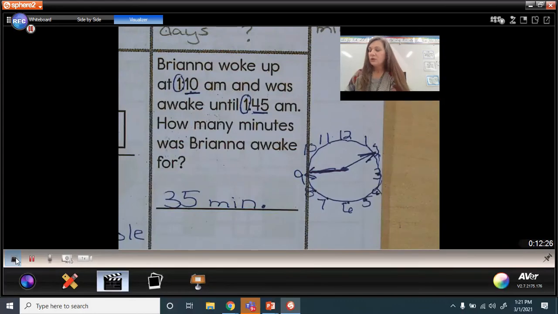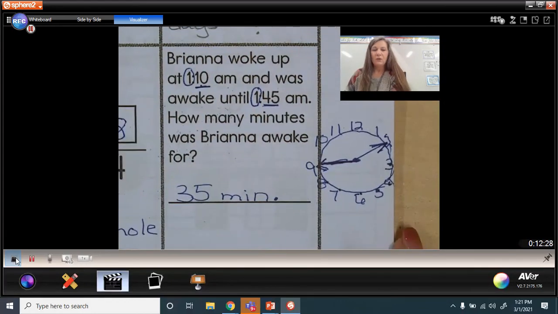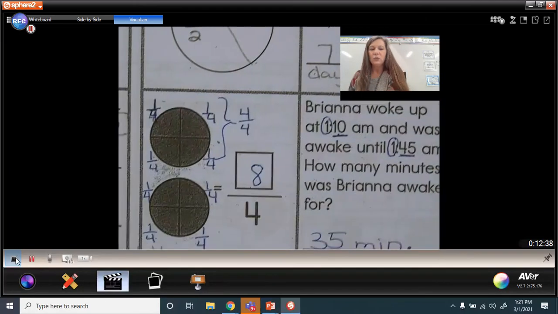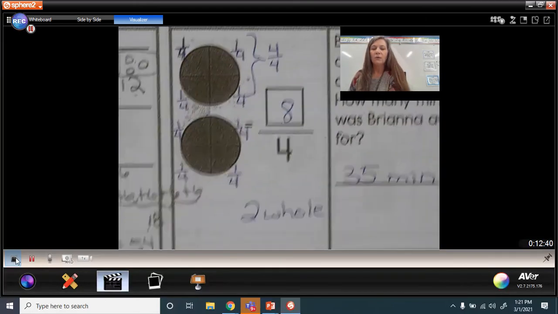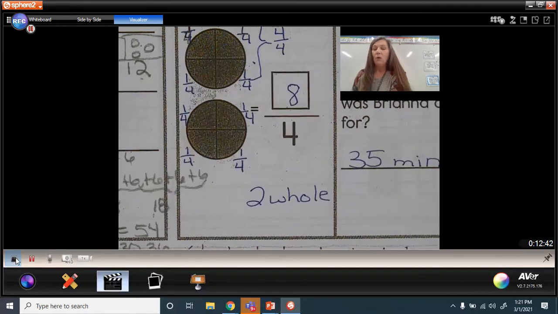So those are our problems for today. Make sure that you check your work. In your discussion today, I want you to think about if I were going to add another whole for 3 whole, how many fourths would I have to have in order to have 3 whole? So think about what's going to happen to this numerator.